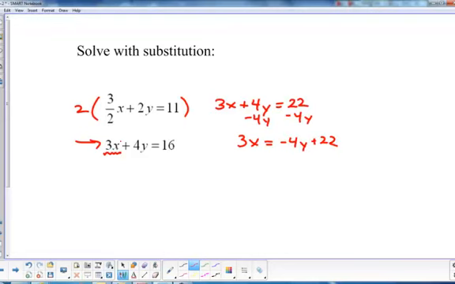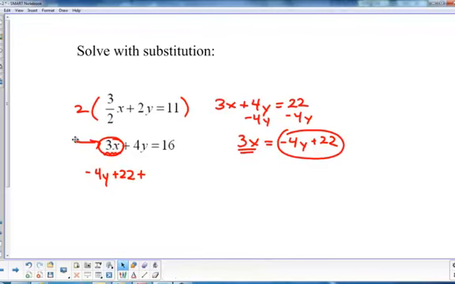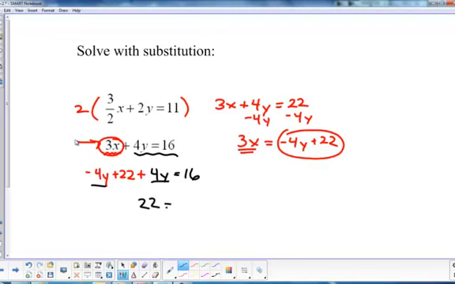So since 3x is negative 4y plus 22, I can plug negative 4y plus 22 in for 3x. And then I'm just writing the rest of my equation. So I get my y's to cancel, they're on the same side, and 22 equaling 16. Now that is not true. So this is no solution.